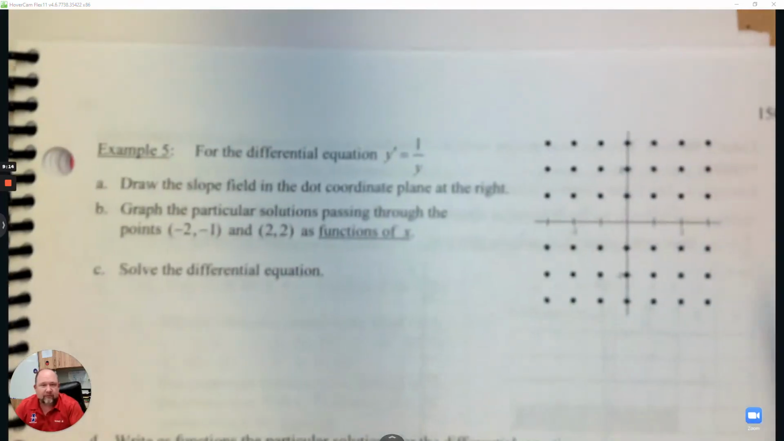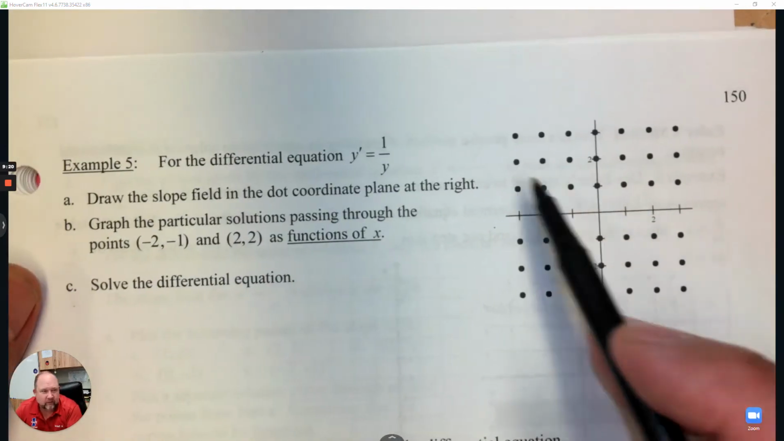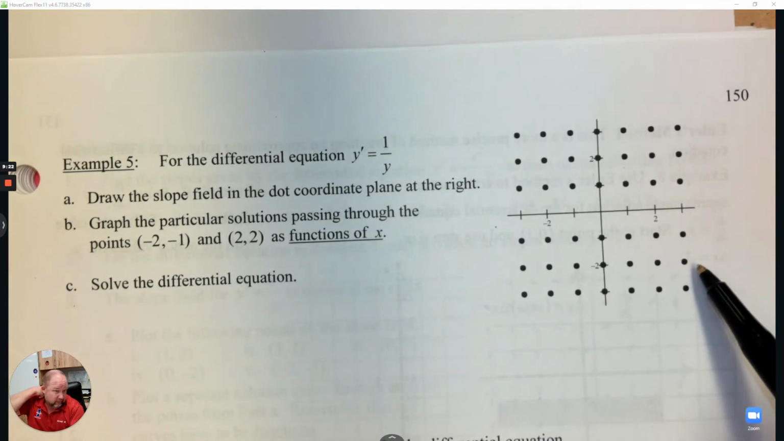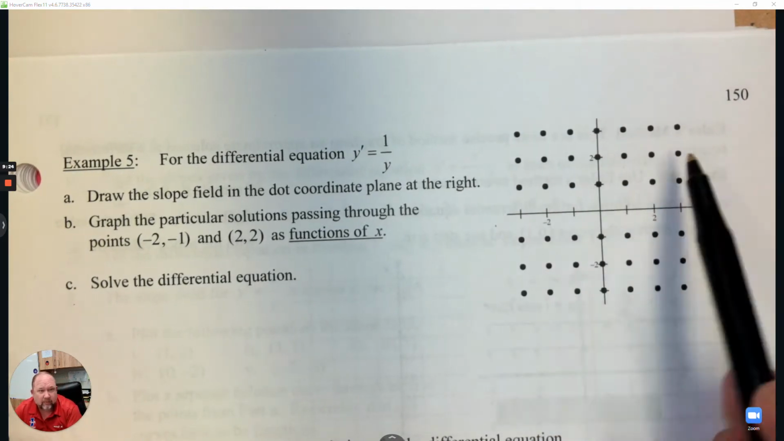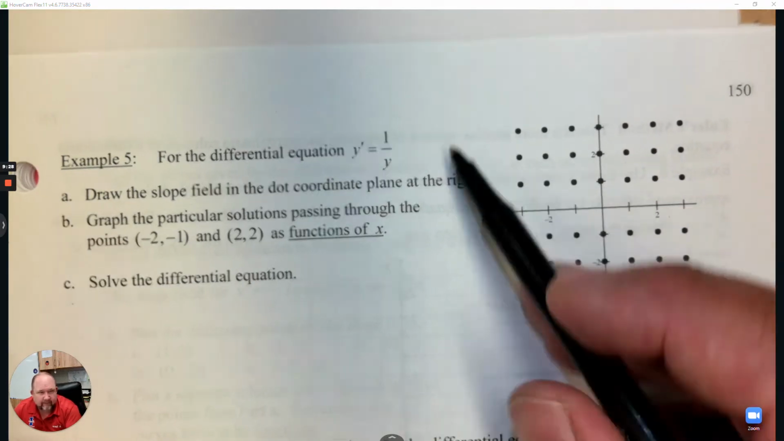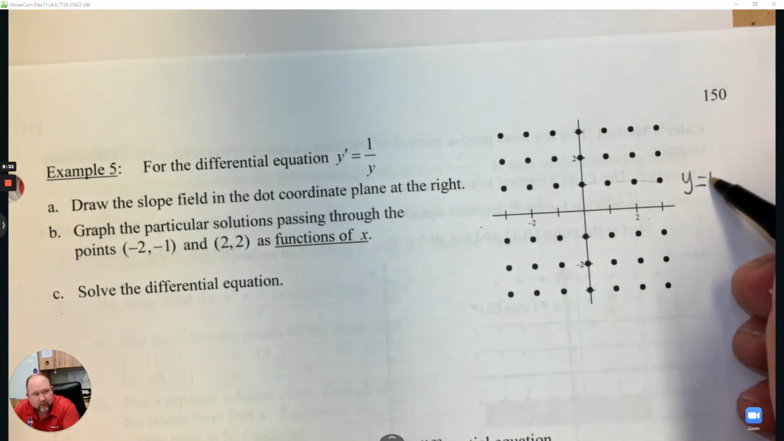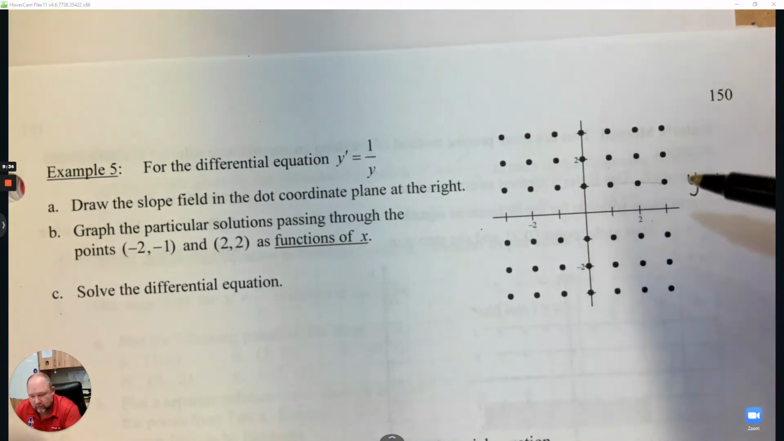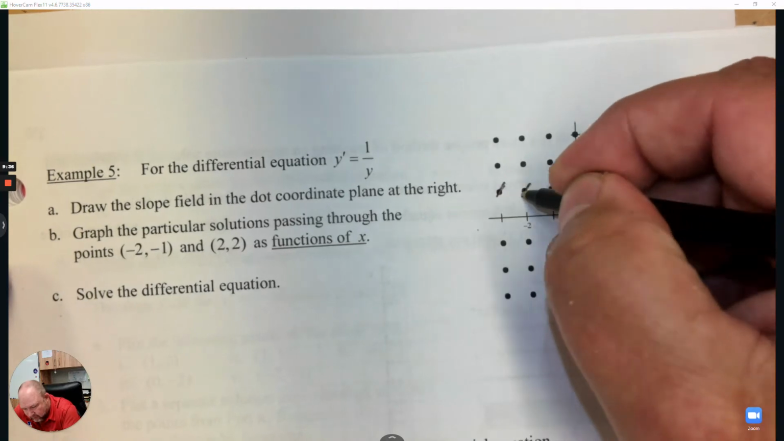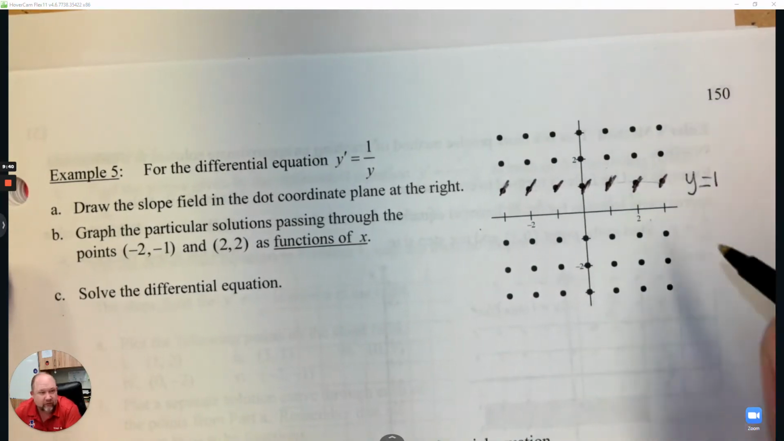In example number 5, there's a differential equation there, 1 over y. It's really nice when there's only one variable, because then I can just go y values by y values. So in other words, I can go row by row. So at 0, it's undefined. At 1, it's just 1 over 1 all the way across. So this whole row, y equals 1, and I only need the y value. So 1 divided by 1, this whole row has a slope of 1, and that makes it much easier to complete than having two variables.